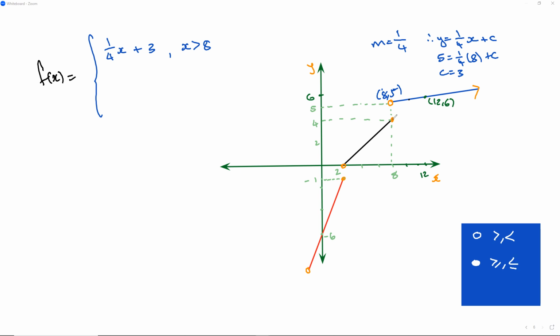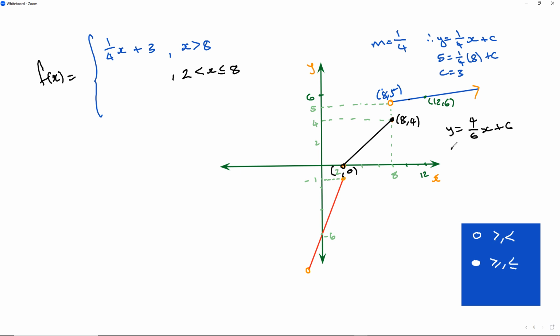So the next equation is going to have a closed circle and an open circle, right? Which means the next equation technically is going to be x greater than 2 and less than or equal to 8. The coordinate for this is (8, 4) and the coordinate for this is (2, 0). So if I use those two coordinates to get the gradient, 4 minus 0 is 4, and 8 minus 2 is 6. So 4 over 6 x plus c, which is 2 over 3 x plus c.